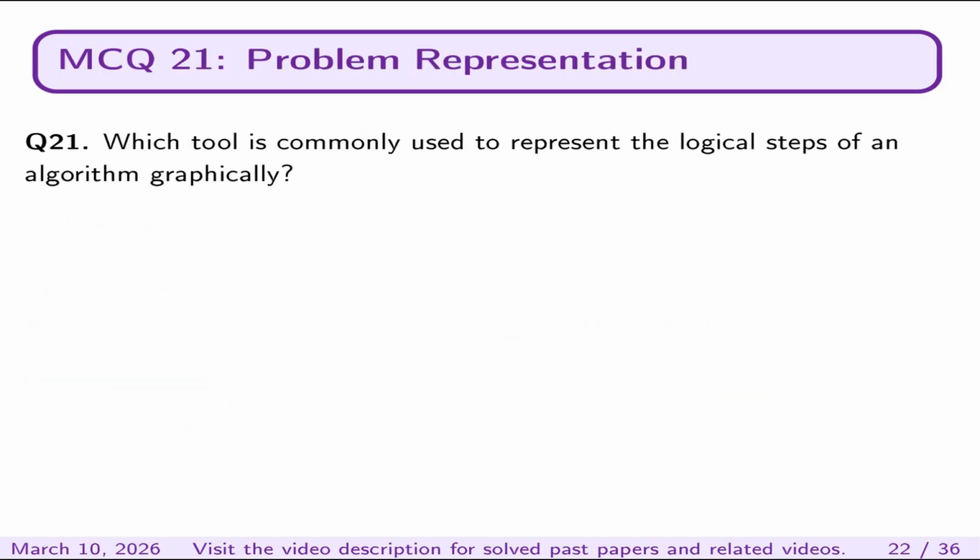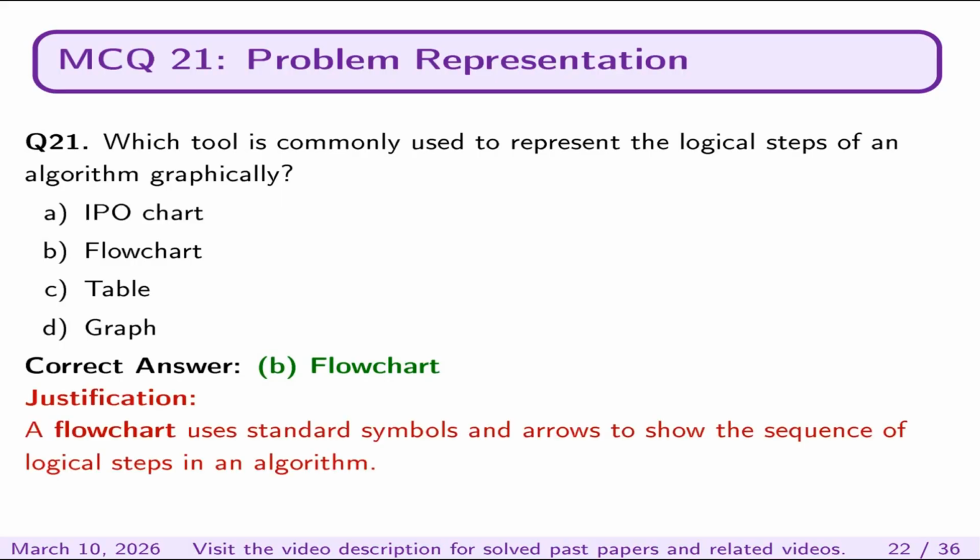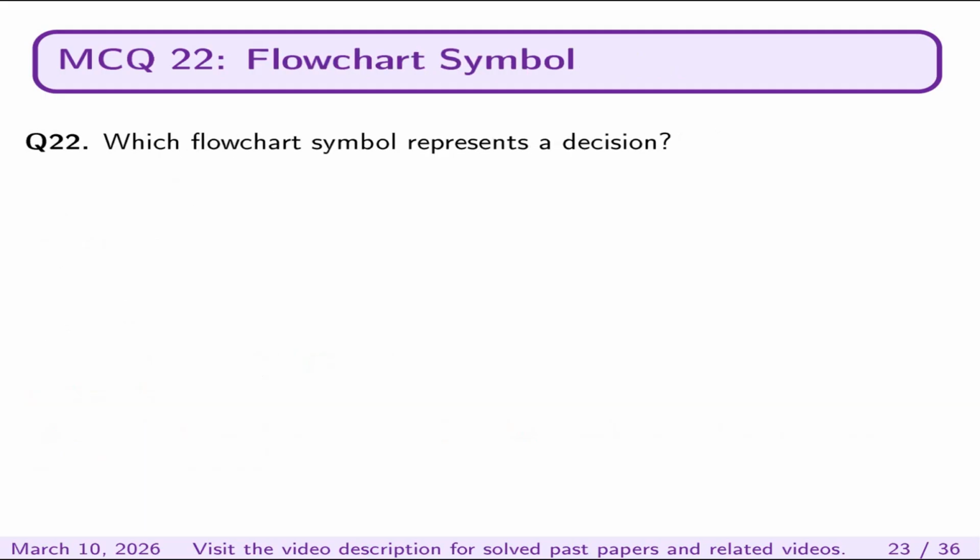Question number 21. Which tool is commonly used to represent the logical steps of an algorithm graphically? IPO chart, flowchart, table, and graph. The correct option is flowchart, because a flowchart uses standard symbols and arrows to show the sequence of logical steps in an algorithm.